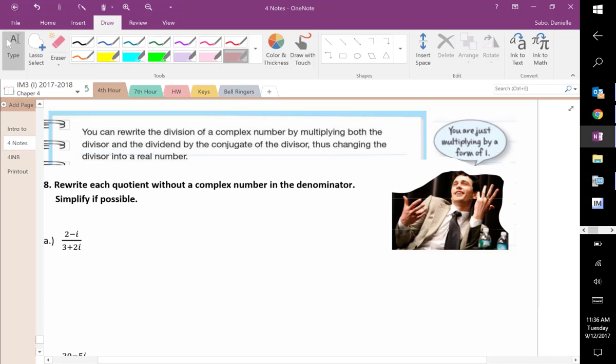They have one like this. They ask you to simplify it, and there's a reason for it. So I'm going to show you how to do that. We're going to rewrite each quotient. Remember, this is called a quotient when you divide, without a complex number in the denominator.